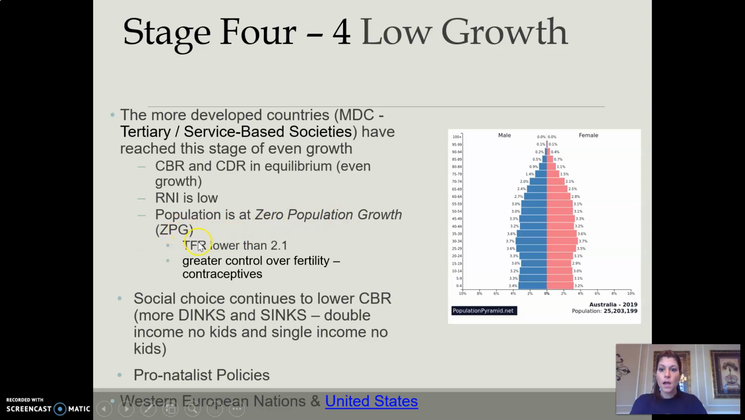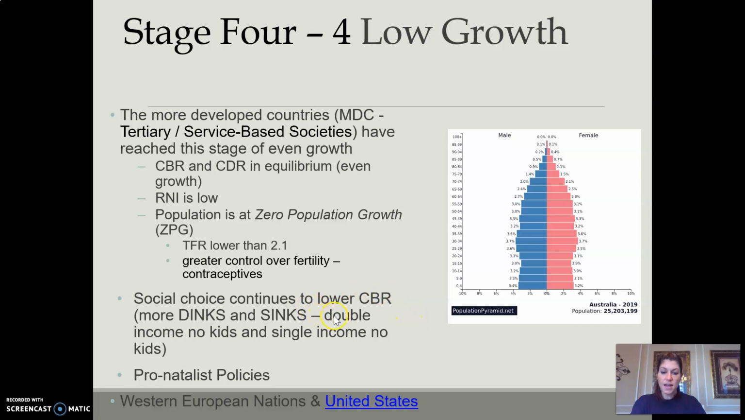Our natural increase rate is low, and in some cases, they may have reached zero population growth, so ZPG. Our total fertility rate is lower than 2.1. Some of the factors is that in stage 4 countries, people just have greater control over their fertility in terms of access to contraceptives. Contraceptives are used to prevent unplanned pregnancies. And the other factor with this, even in our stage 4 countries, if we think about women with more rights and opportunities, women can postpone having children because they have greater control over their fertility, meaning they can freeze their eggs and then wait till they're a little bit older to decide to have children.